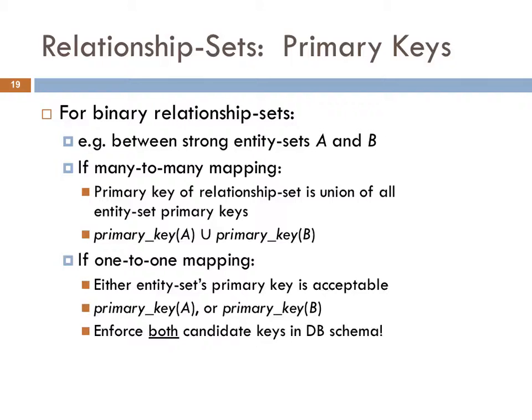If it's a one-to-one mapping, there is no many side. Well, if it's a one-to-one mapping, then the primary key of A could be a candidate key, and it is. Primary key of B is a candidate key. So we need to enforce both of those candidate keys. Okay. That's a one-to-one mapping.